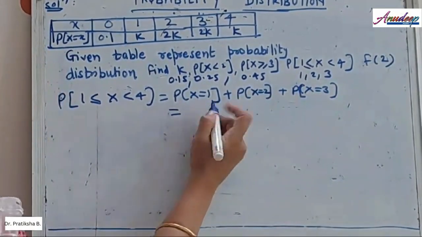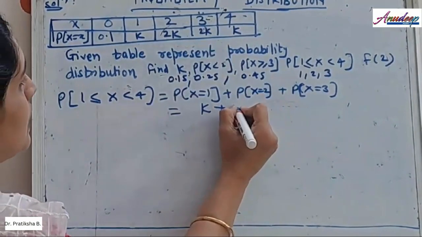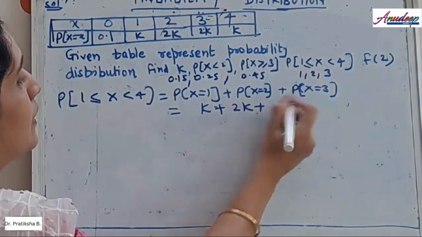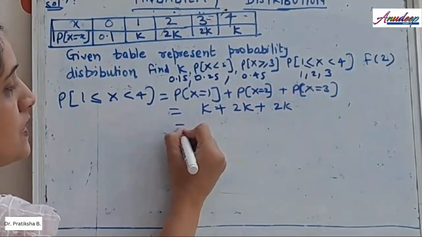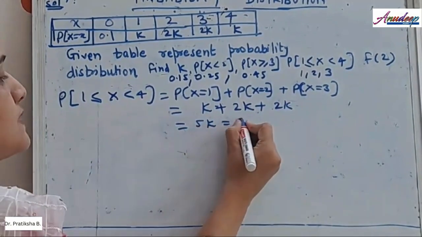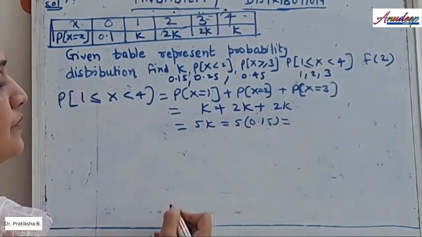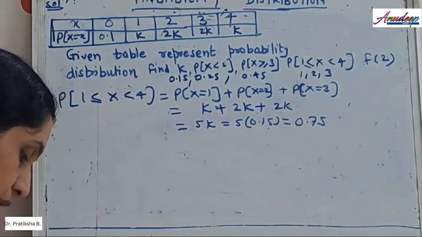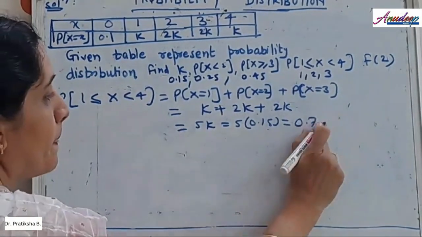So let me add, for x equal to 1 it is k, for x is equal to 2 it is 2k, and for x is equal to 3 it is 2k. So how much is it? 2 plus 2, 4, 5k. That is 5 into 0.15. So it is 0.75. That is the answer.